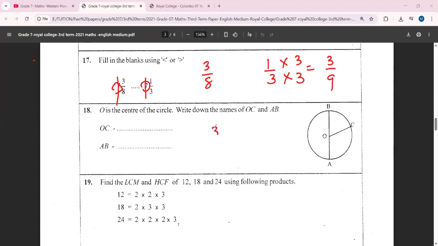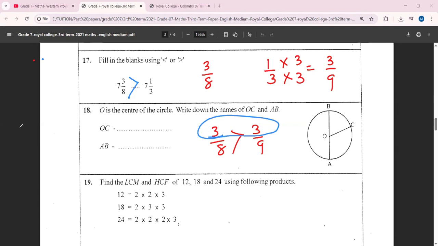Okay, now you know 3 over 8 and 3 over 9. Which one is greater? Actually, 3 over 8 is greater. Because when the numerators are equal, the larger fraction has the smaller denominator, right? See, the numerators are equal, the larger fraction has the smaller denominator. Therefore, you can write like this. 3 over 8 is greater.